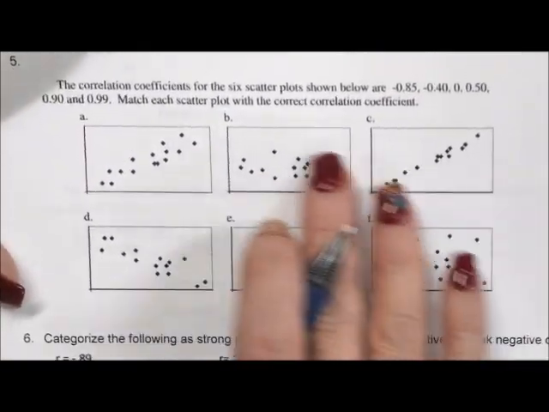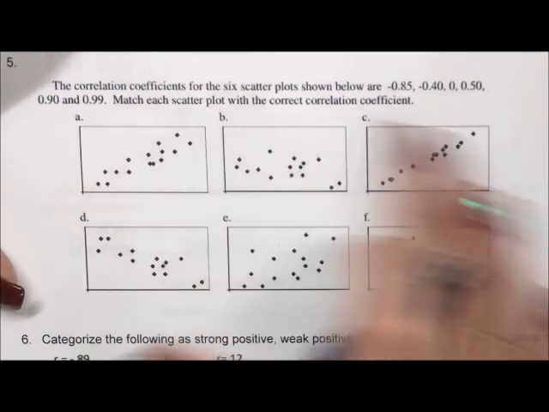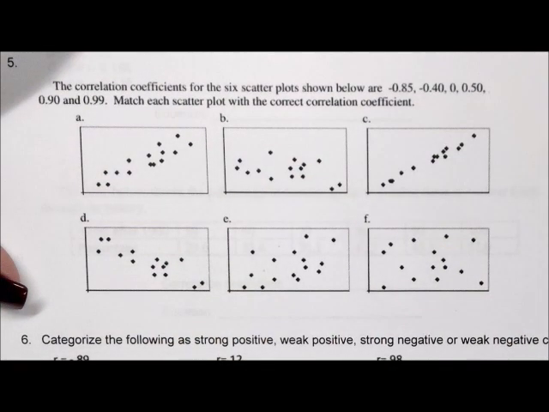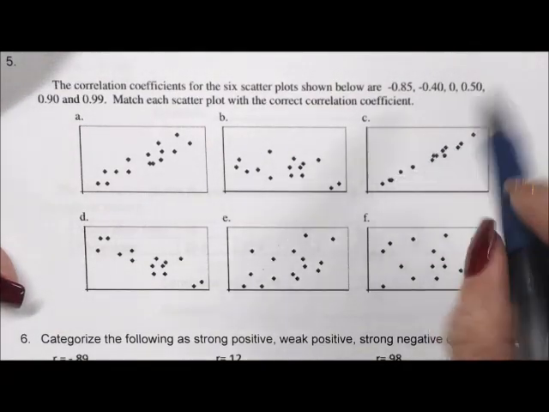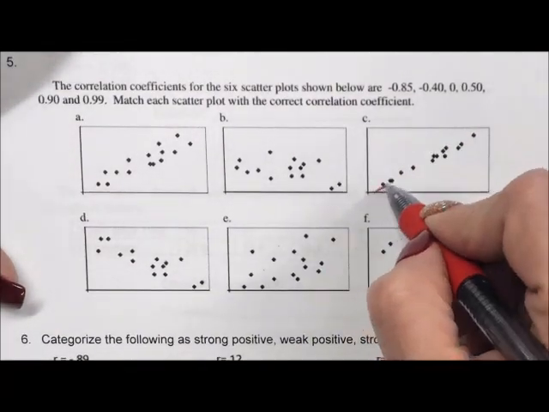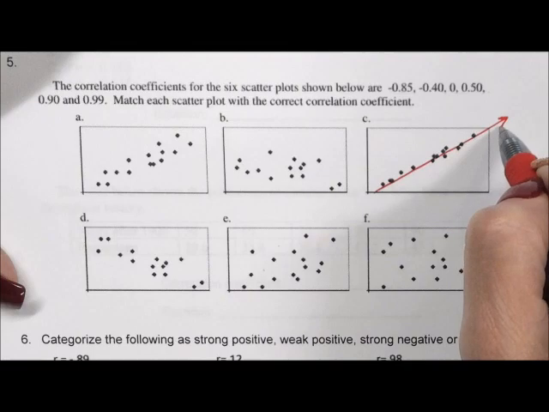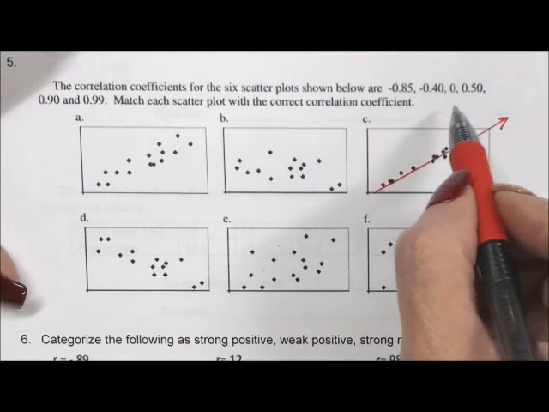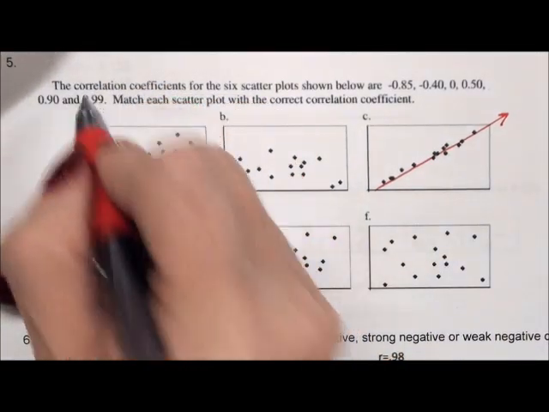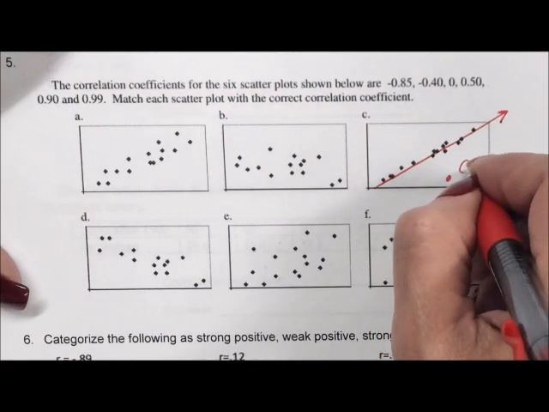Alright, the correlation coefficients for the 6 scatter plots shown below are as follows. Match each scatter plot to the correct correlation. Okay, I'm going to start here. I'm going to switch to red so you can see a little better. This is a very strong positive, right? So what's my strongest positive? Right here, 0.99. So I'm going to say this is 0.99.